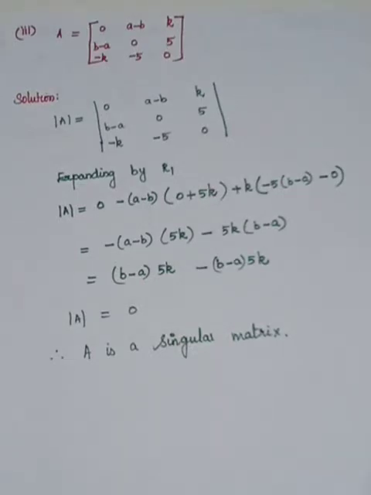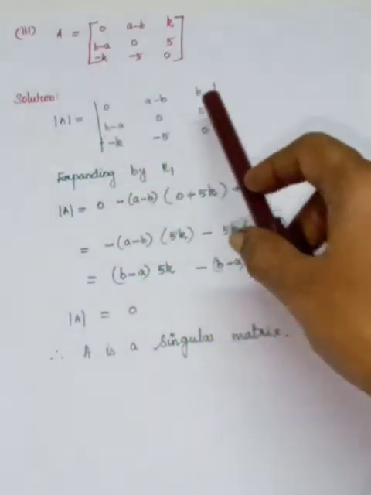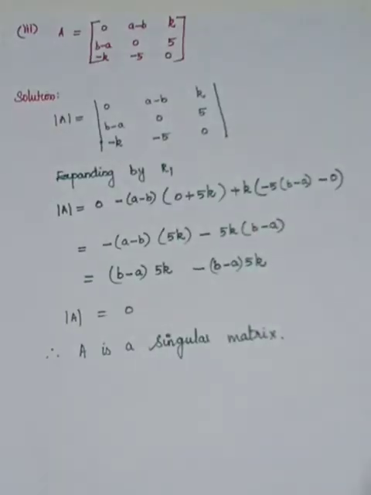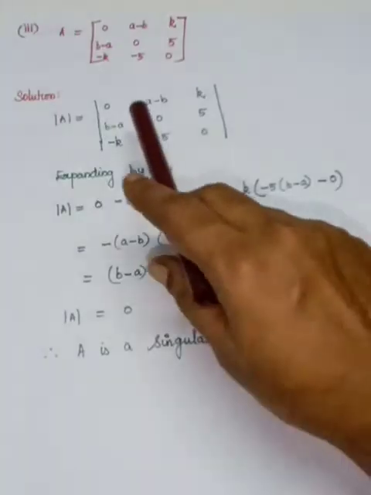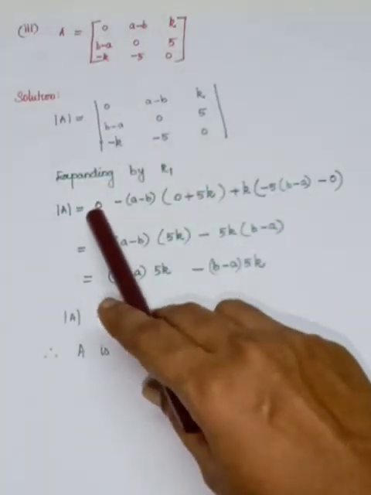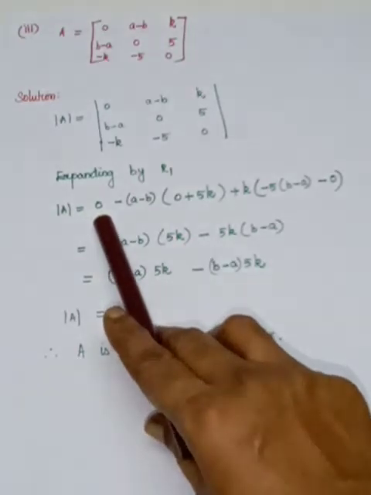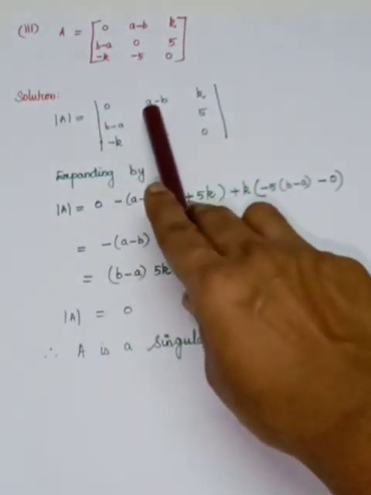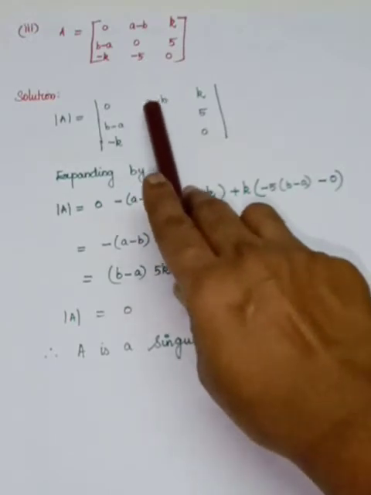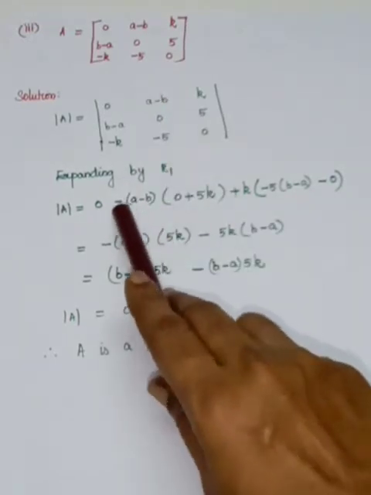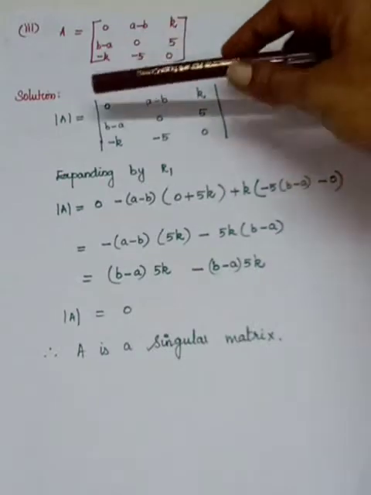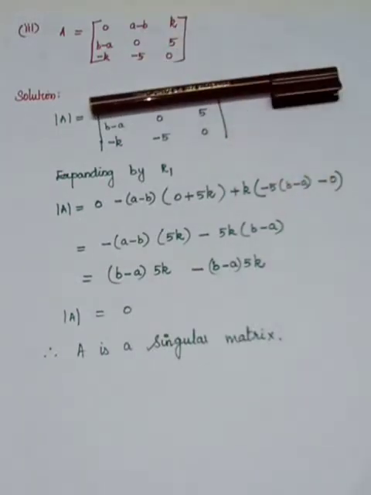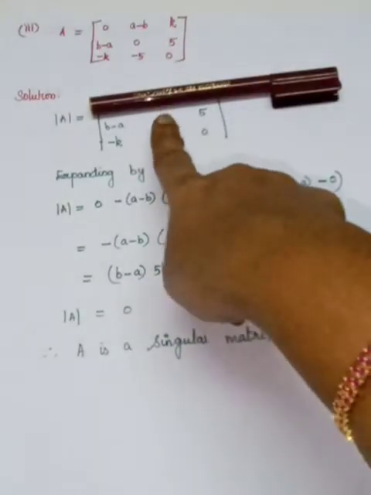So you have to find the determinant value. So I have written the entries within the vertical line. I'm going to expand by R1. So the first entry is 0. So 0 into anything, 0. So it is 0. Next, when you go to the second element, you have to change the sign. Here you are having two elements, A and minus B. So minus of A minus B, and delete the first row and second column.